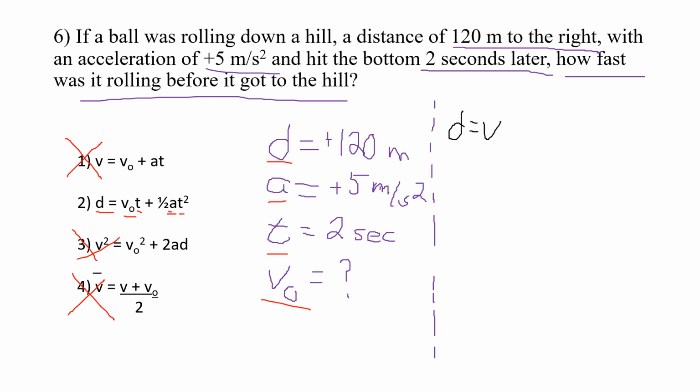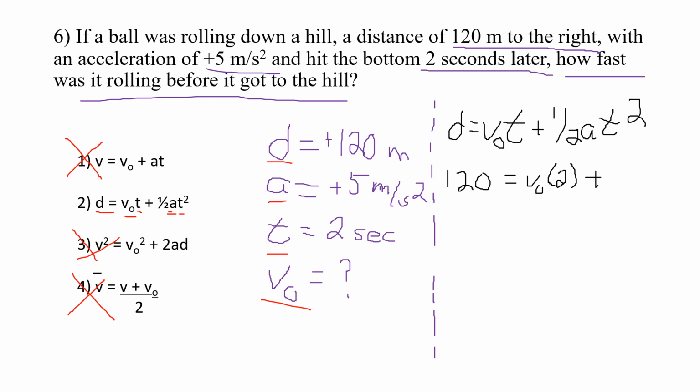So we are looking for V naught using equation 2. D equals V naught T plus 1/2 AT squared. Let's do this. 120 equals V naught times 2 plus 1/2 times 5 times 2 squared. 120 equals 2 V naught plus half of 5 is 2.5. 2 squared is in fact 4.